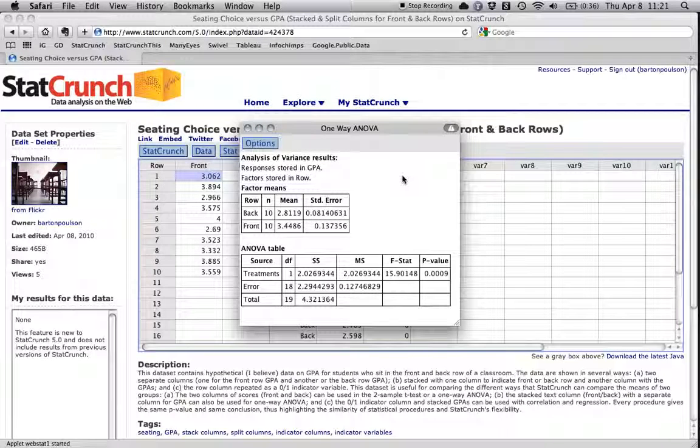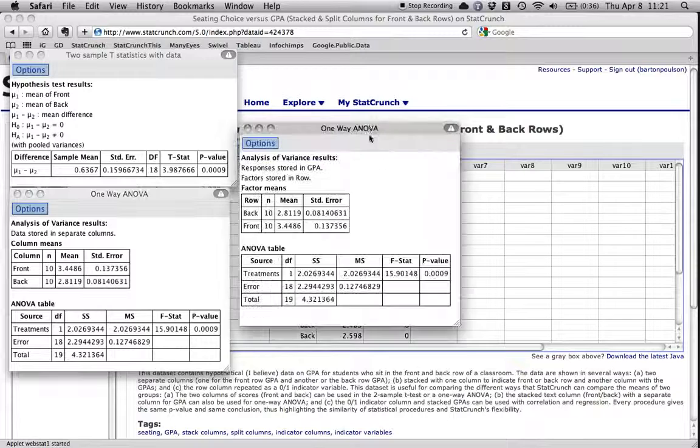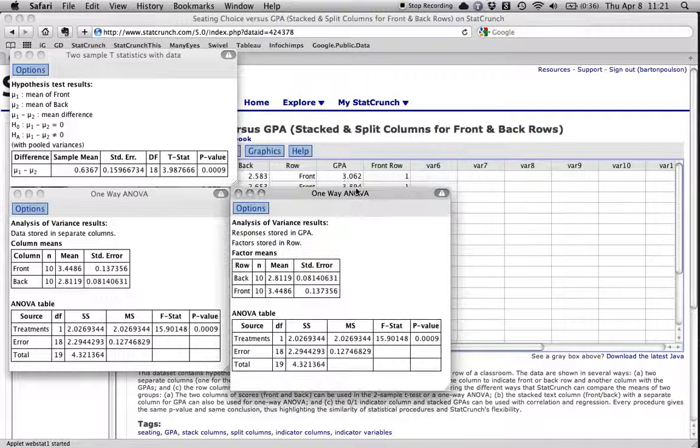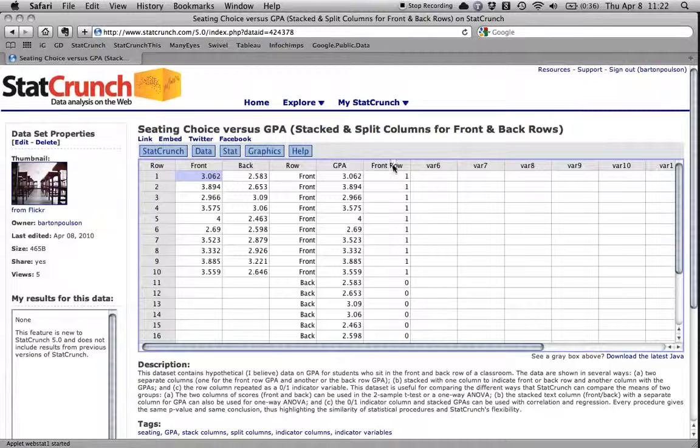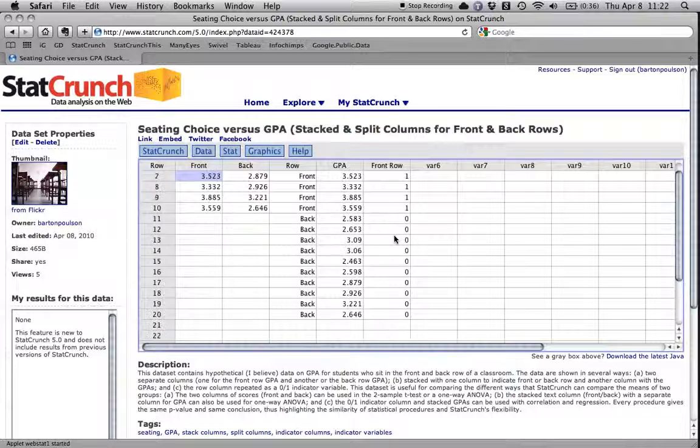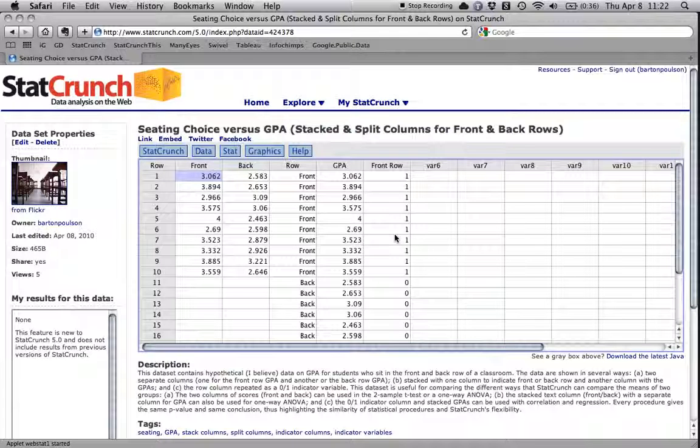And there we go. And let's get those all together. You see the table's exactly the same. Everything's the same except this part right here. This says data stored in separate columns, responses stored in GPA, factors stored in row. Again, same p-value. One more way to do this is because I created an indicator column that said whether people were in the front row, yes or no, I can also do correlation or regression.